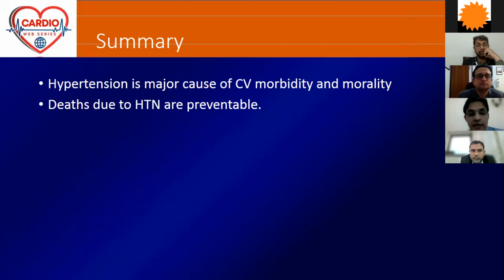So in summary, hypertension remains the major cause of cardiovascular morbidity and mortality. The deaths due to hypertension are preventable, and we can really help our patients to live healthier and longer. Thank you so much.